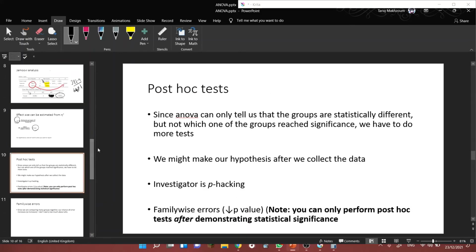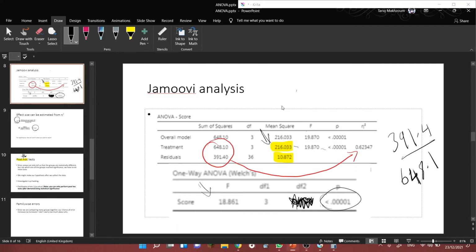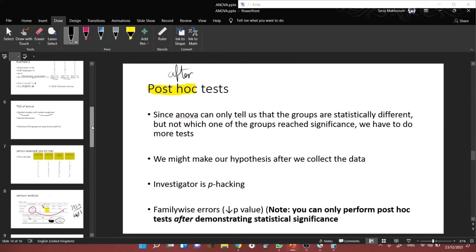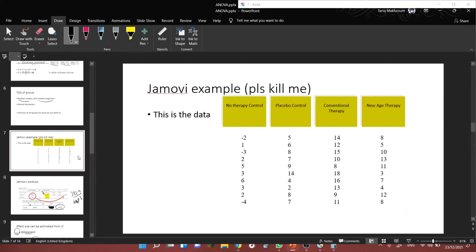And then the next thing that we're going to talk about is post hoc tests. Now, post hoc basically means afterwards, so it's an after test, right? And so once we've proven that a result is statistically significant, we need to know which one of the groups was different from the others, right? So if we look back at this example over here, we had a no therapy control and a placebo, as well as 2 therapies that we tested, right?